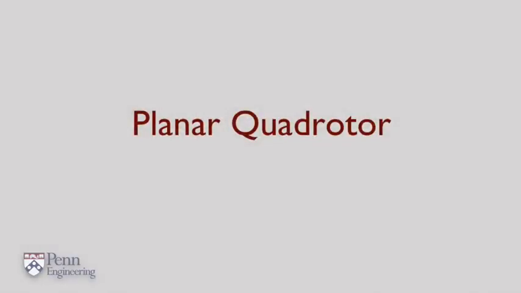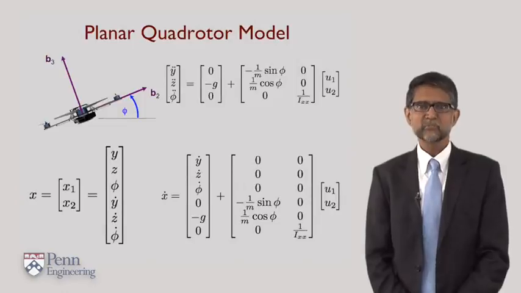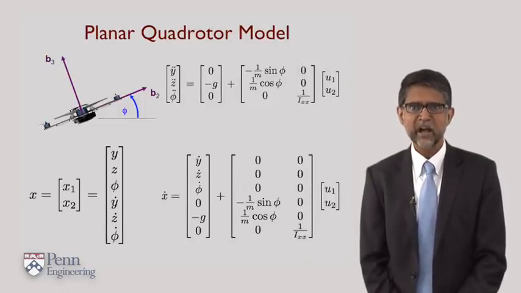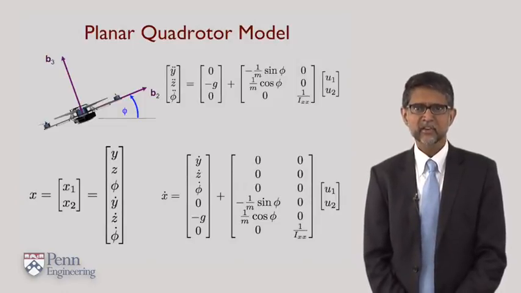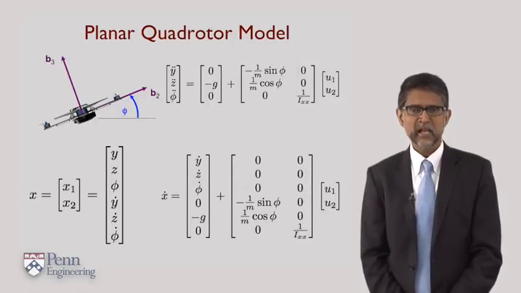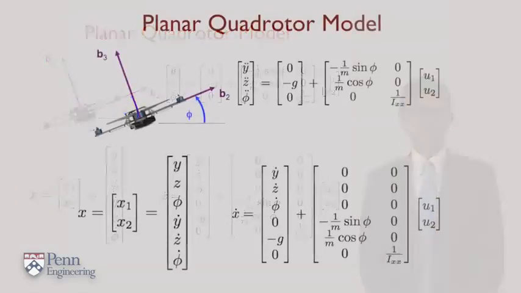Now that we understand how to write the equations of motion for a quadrotor, let's turn our attention to the model for a planar quadrotor. The equations of motion that you saw earlier have now been rewritten in the form that you see here. At the bottom, you see the state space description of the quadrotor, the 6x1 vector, and at the bottom right, you see the derivative of a state vector.